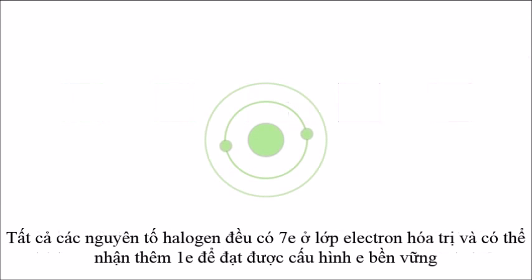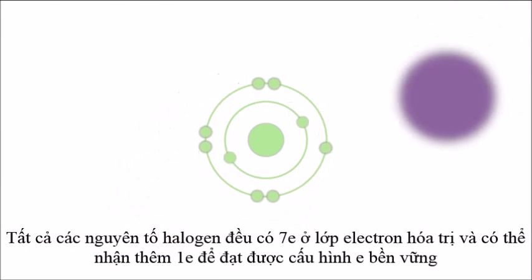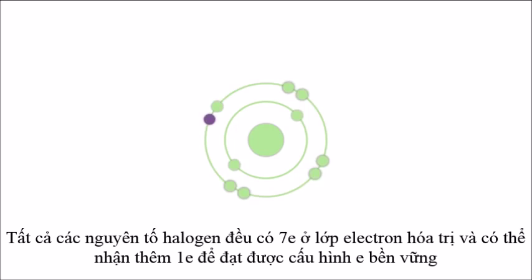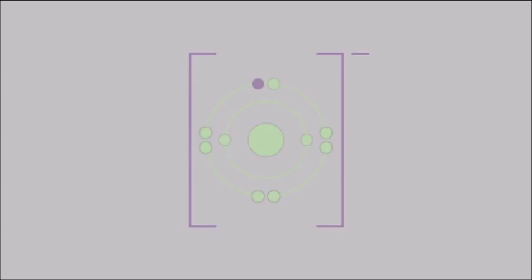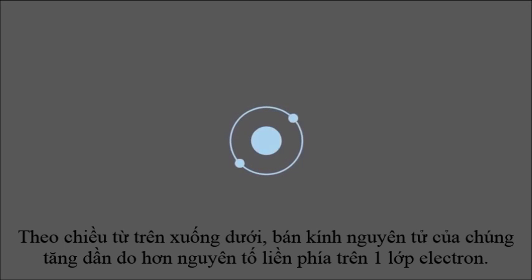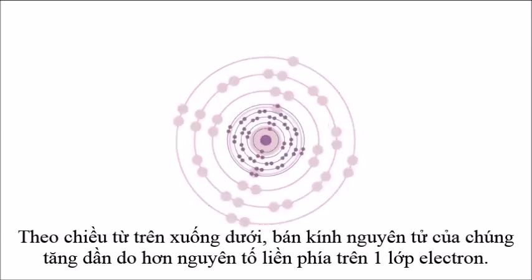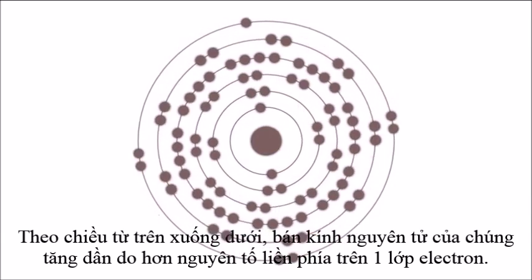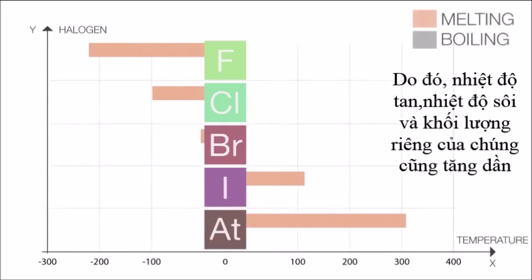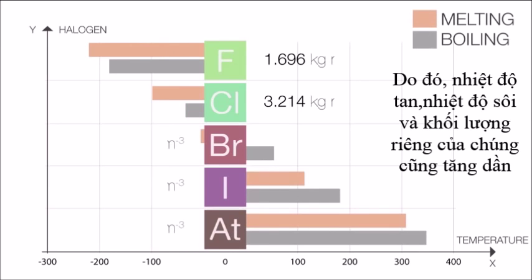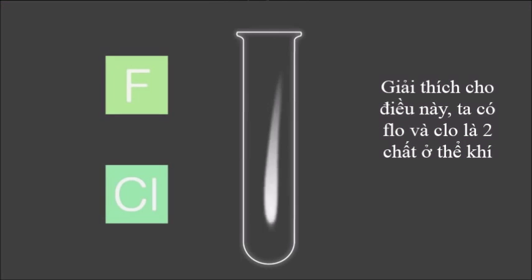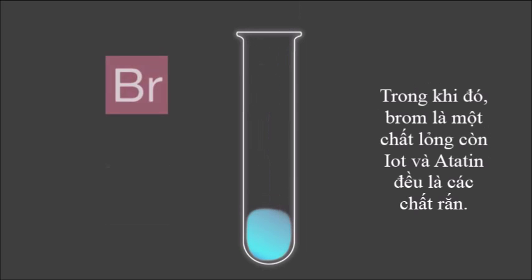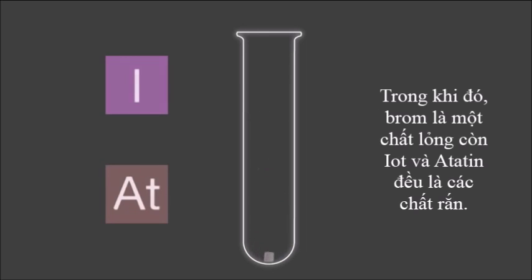The halogens all have 7 electrons in their valence shell and can accept 1 electron to form an ion with a -1 charge. Moving down the group, atomic radii increases by 1 electron shell. As a consequence, melting points and boiling points and their density also increase. To illustrate this, fluorine and chlorine are gases, bromine is a liquid, and iodine and astatine are solids.